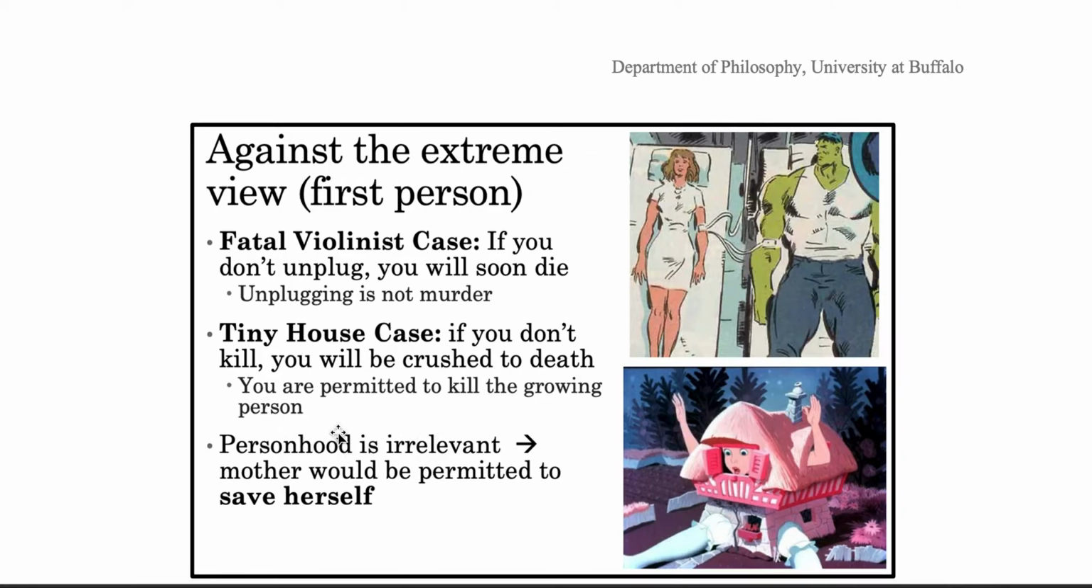Okay. So she thinks the person-to-person thing is irrelevant. The mother would be permitted to save herself even though it's a person. Just in these cases, this person is permitted to save themselves by disconnecting. If they stay connected, they're going to die. And they didn't do anything to create this situation. Right? Same here. If they don't shoot the baby with the ray gun, they're going to die. And they didn't do anything to create the situation. They're just trying to defend themselves. The baby didn't either. Hulk didn't either. But still, you can kill in self-defense if you have a lethal threat.